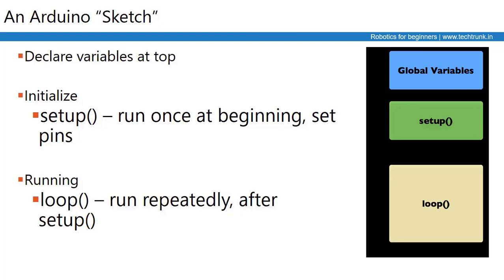You have global variables, the void setup function, and the void loop function. To remember: variables are declared at the earliest, then the settings or the program that you wish to run only once are put into void setup, and the main program that you wish to run repeatedly is put into void loop.